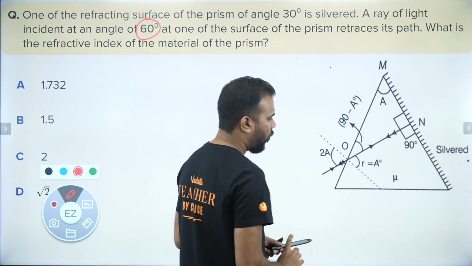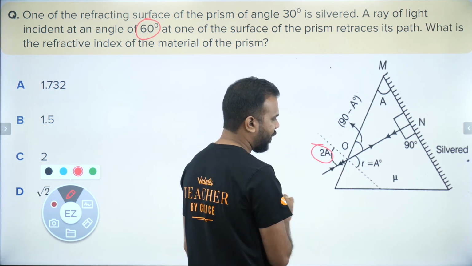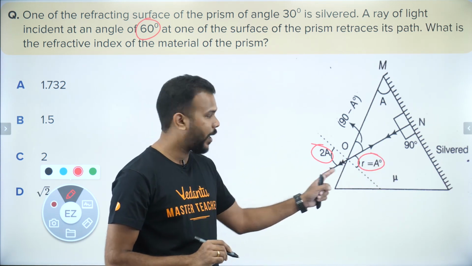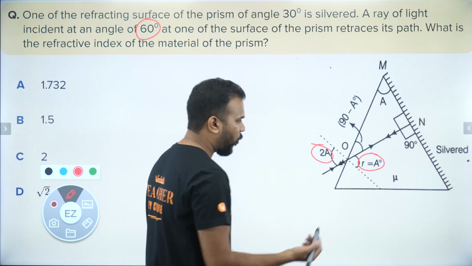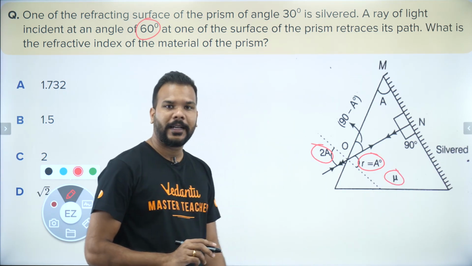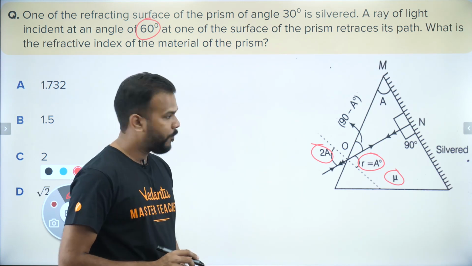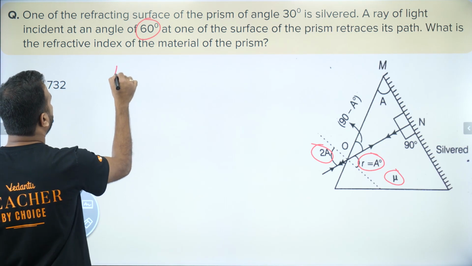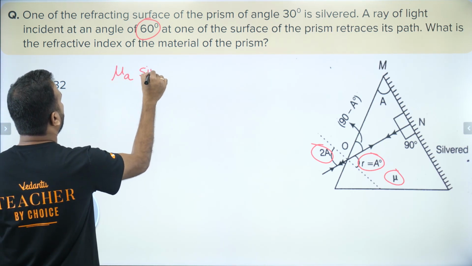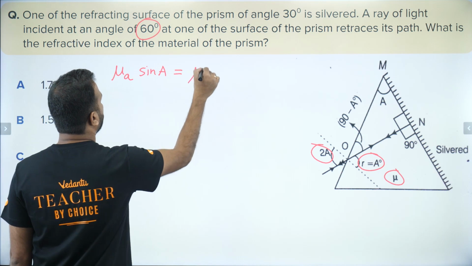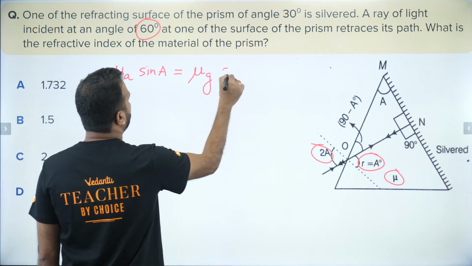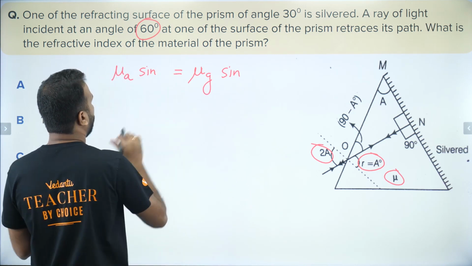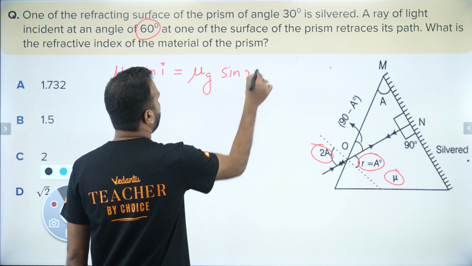Okay guys, so now what do I have? I have the angle of incidence as 2A, angle of refraction is A, and what I'm supposed to find is basically the refractive index of this particular prism material. Cool guys, so let's try to apply Snell's law here, and Snell's law will say that mu air sin i should be equal to mu glass into sin r. This angle is 2A, so let's call it i first, and this will be sin r.